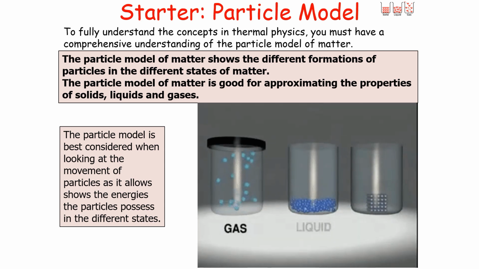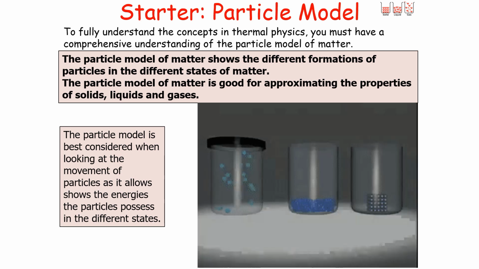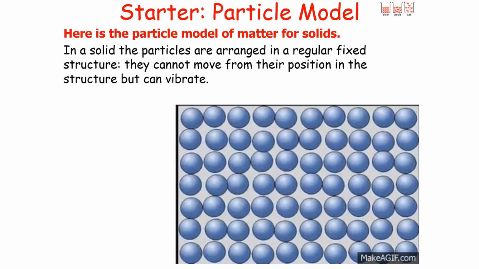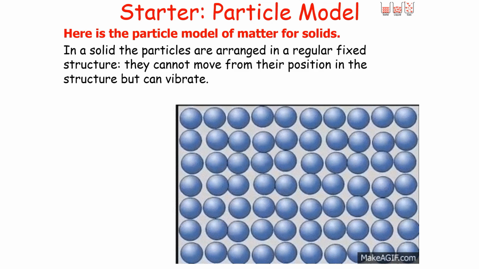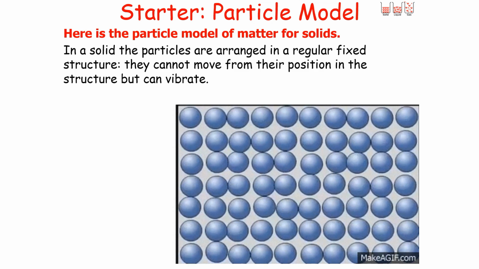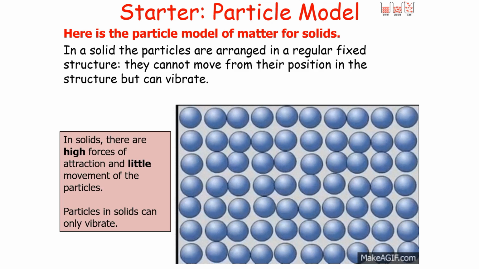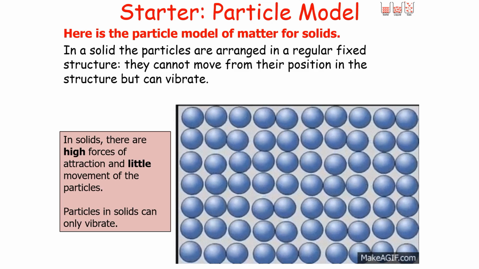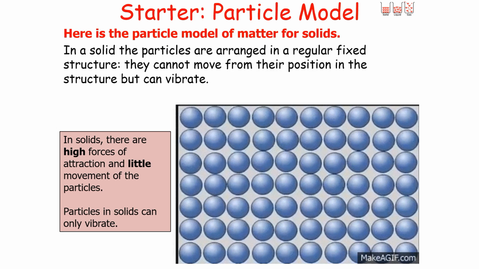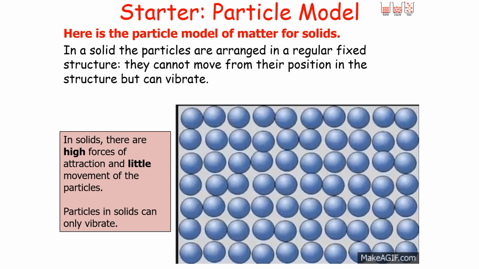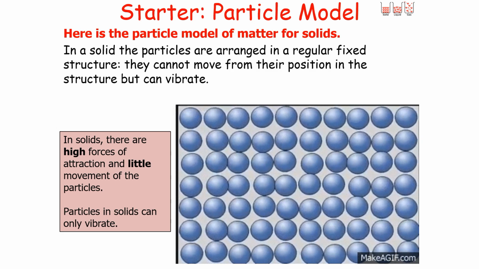So let's just recap very quickly the particle model of matter. So in a solid, the particles are arranged in a regular fixed structure. They can't move from their position in the structure, but they can vibrate. So in solids, we say that there's a high force of attraction between the particles, but little movement of particles. The particles in solids will only vibrate.